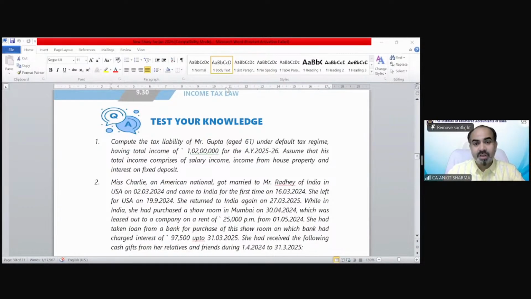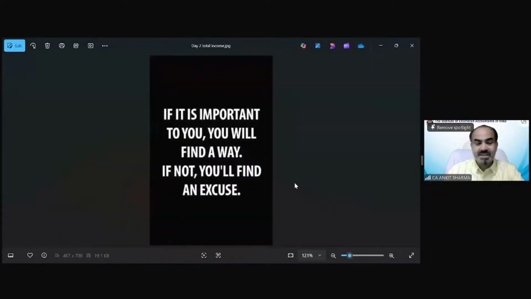Before that, the most important thought for the day. Technically, it's not a thought for the day; I believe this is a thought for the life of every one of us. If you understand this, you will understand how correctly it is said. If something is important to you, you will find a way to get there, to achieve it. And if it is not, you will find an excuse. How correctly it has been said.